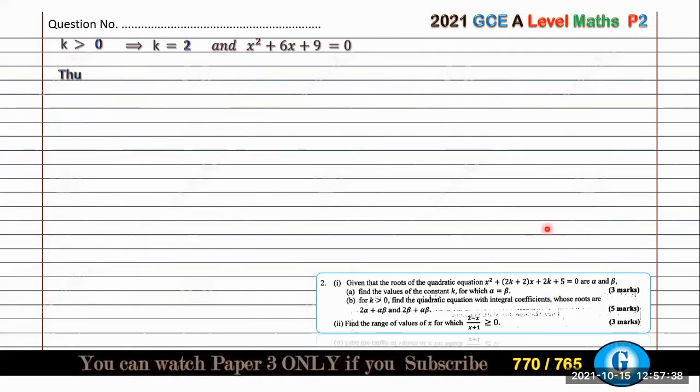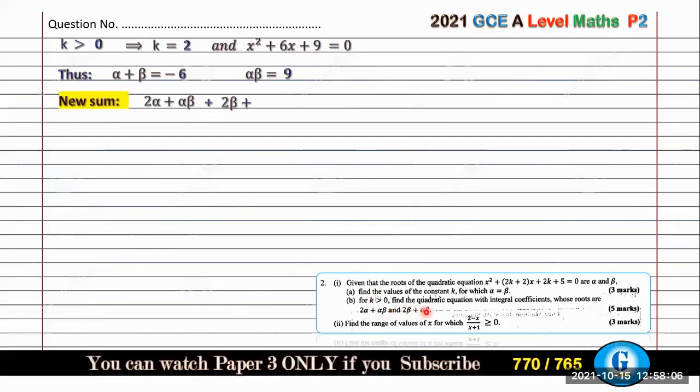So from here now, we have alpha plus beta in this equation is minus 6, because this is x squared minus sum of roots plus product. So alpha plus beta is minus 6 and our alpha beta is equal to 9. Now let us look for the new sum because they want us to use 2 alpha plus alpha beta and 2 beta plus alpha beta. So what's our new sum? Our new sum will be equal to 2 alpha plus alpha beta plus 2 beta plus alpha beta.